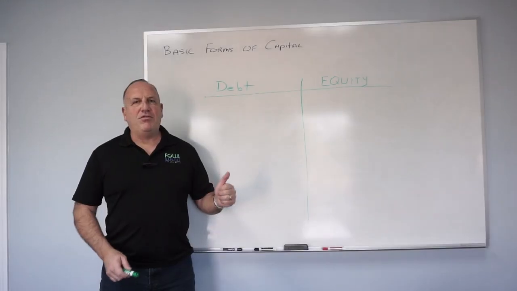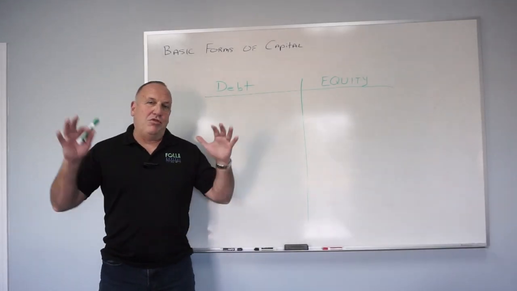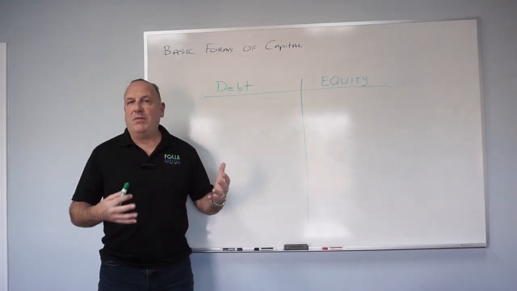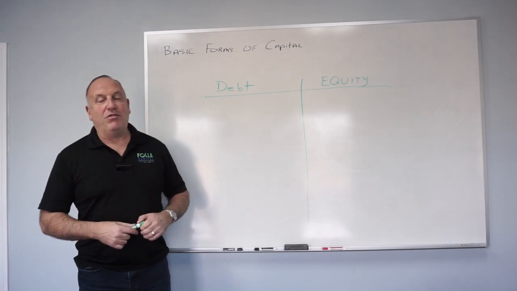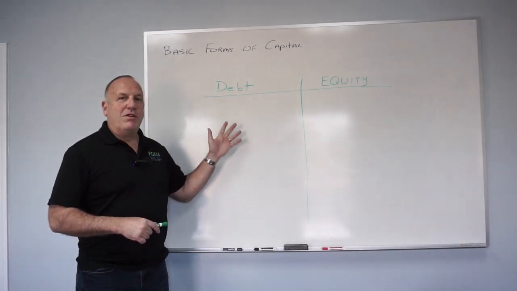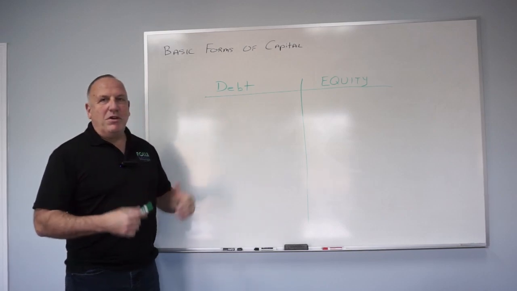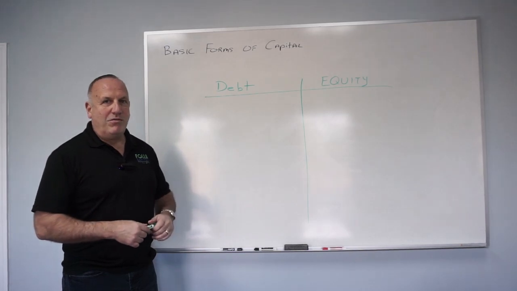Hey guys, in this short we're going to cover basic forms of capital. There's really two broad categories of types of capital. The first one we're kind of familiar with, the second one is usually foreign to most of us when we get into business. The first one is debt, and we're familiar with debt because most of us have gotten car loans, mortgages, whatever. We borrowed money, right?